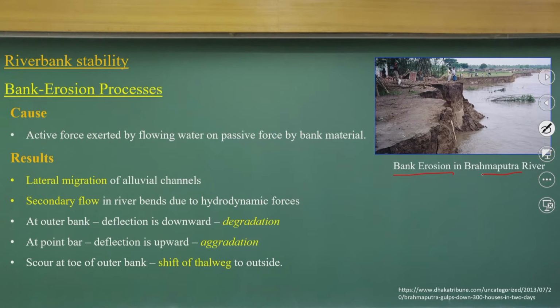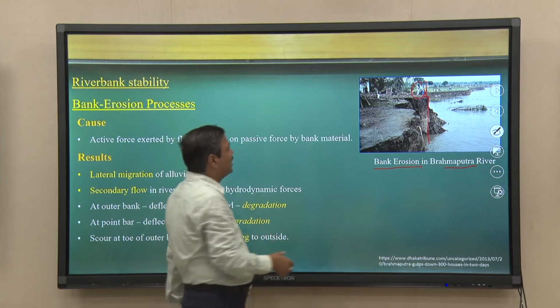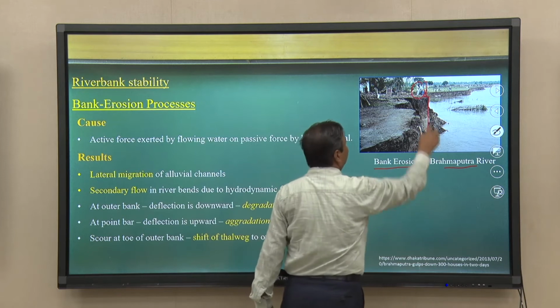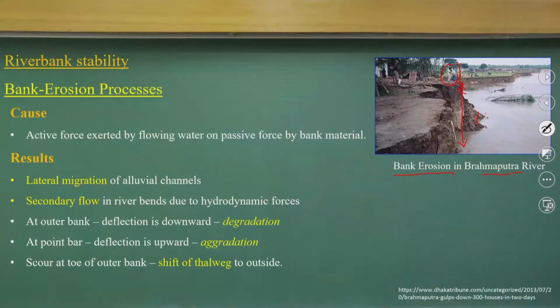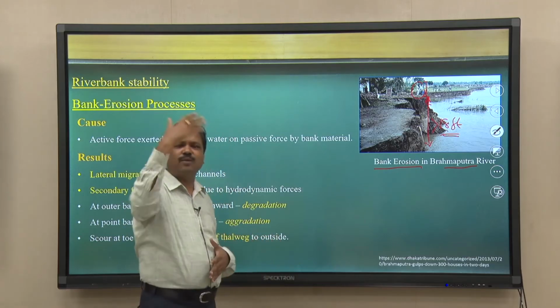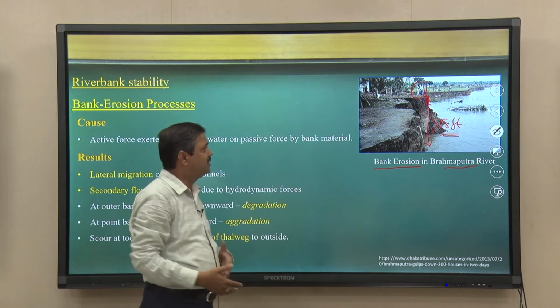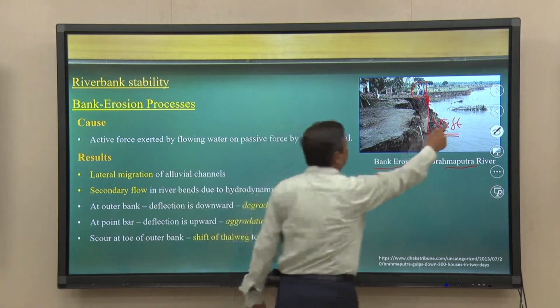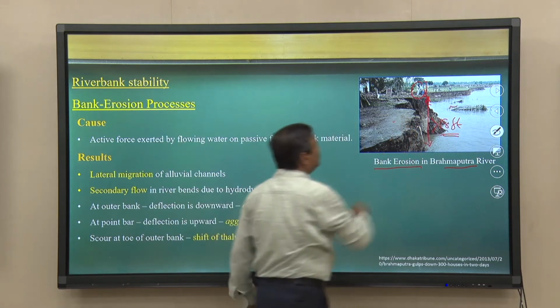if you compare the height of this man, which will be about 6 feet, you can understand this may be more than 18 feet. More than 18 feet. This height of the river bank is collapsing. You can see the river bank collapsing. Look at these figures.